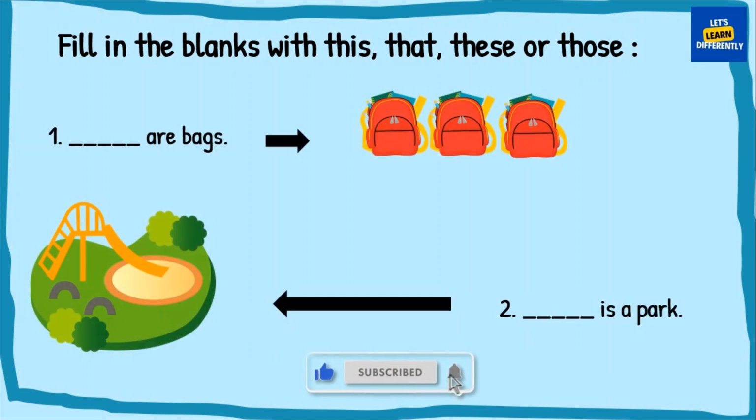Now here you can see in the first example, the bags are near to the speaker. So here we will write, these are bags. In the second picture, you can see the park is far from the speaker. So here we will write that. That is a park.